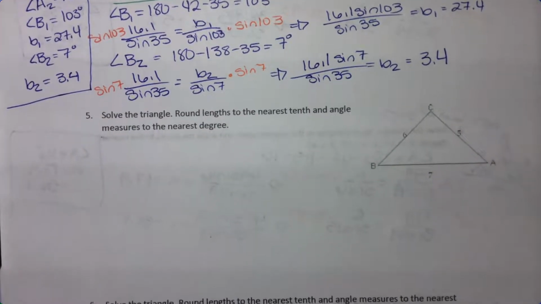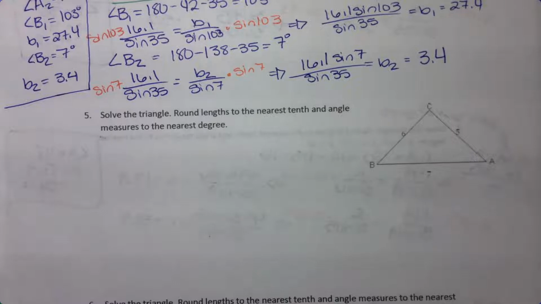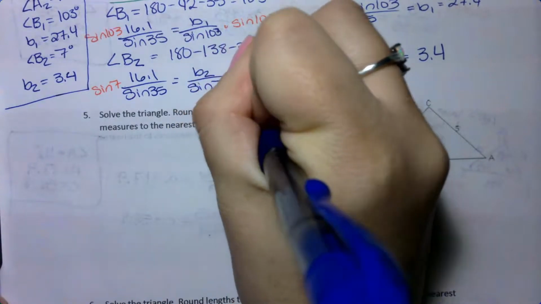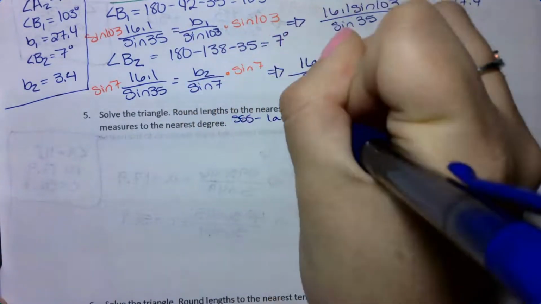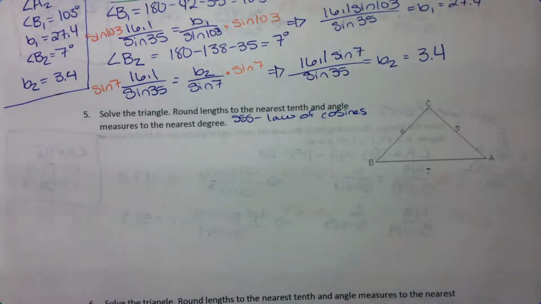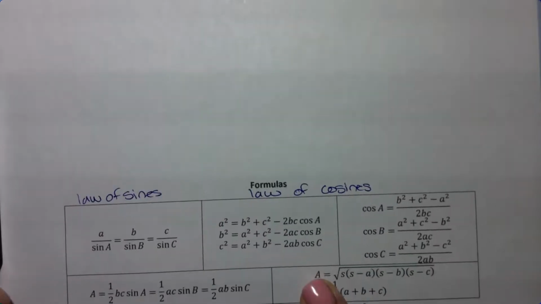Next one wants me to solve the triangle. It gives me 3 side lengths. So when I have 3 side lengths, this is law of cosines. And the very first thing I should do is solve for an angle. What I want to do here, when I have law of cosines, is I want to solve for my largest angle first.